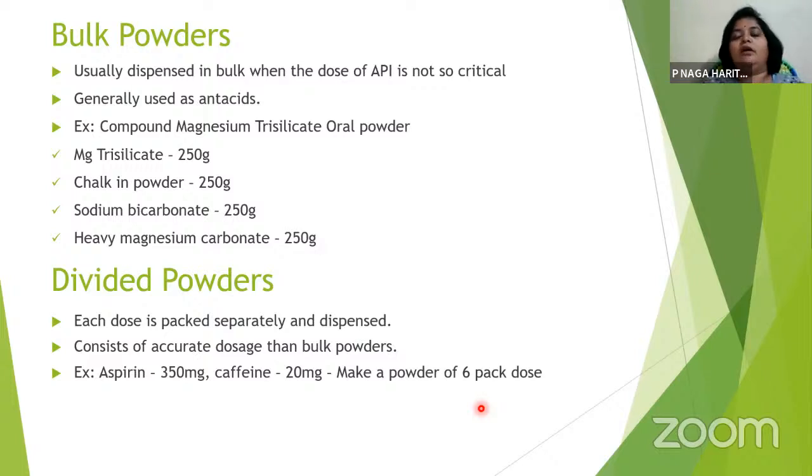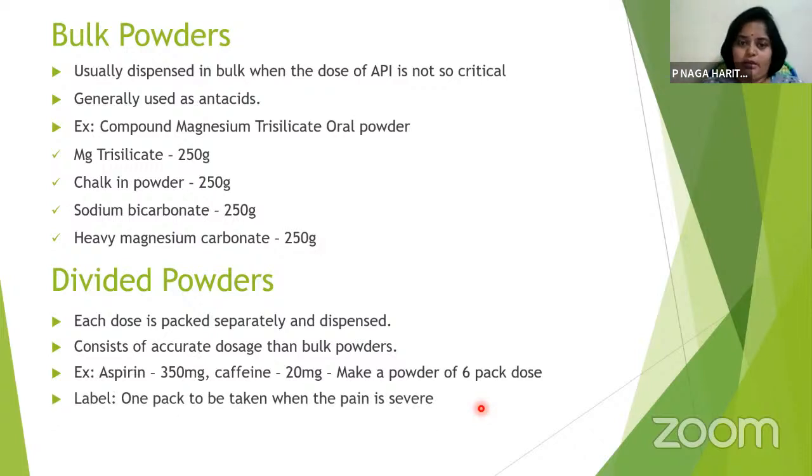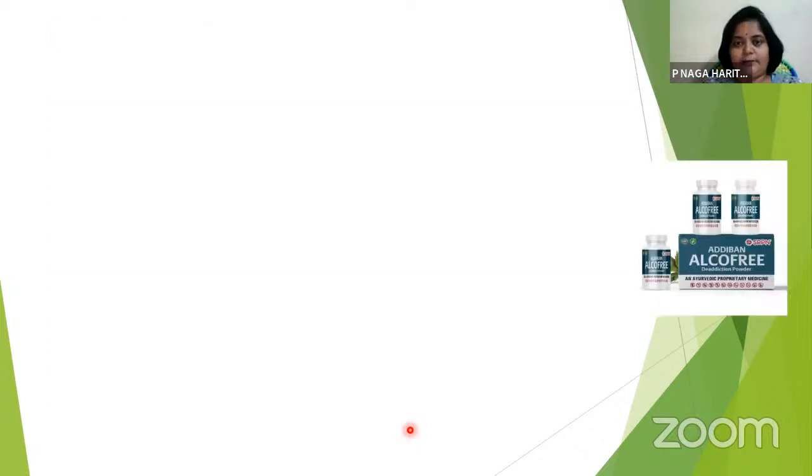So whenever there is any rheumatic arthritis or any analgesic activity, if it has to show, then 1 packet of aspirin would be taken. And label, yeah, 1 pack to be taken when the pain is severe. So it is here, it is given as analgesic.